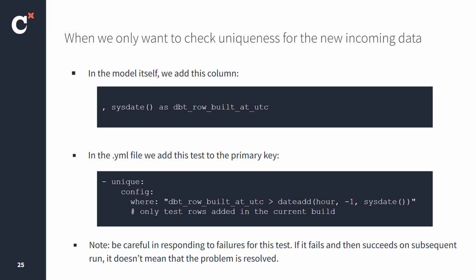One thing to note here is to be really careful in responding to failures for this test. If this test fails on a run and then it passes on a subsequent run, that does not necessarily mean that your problem is solved, because you're only checking the new rows for uniqueness. It could still be the case that there were duplicates in the previous batch. So just something to call out.